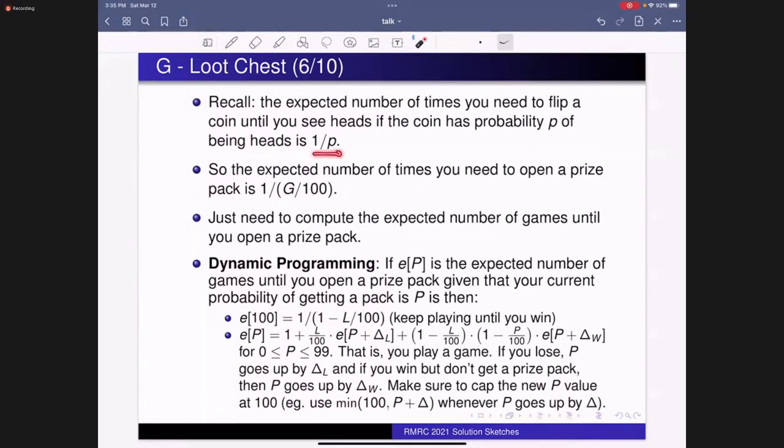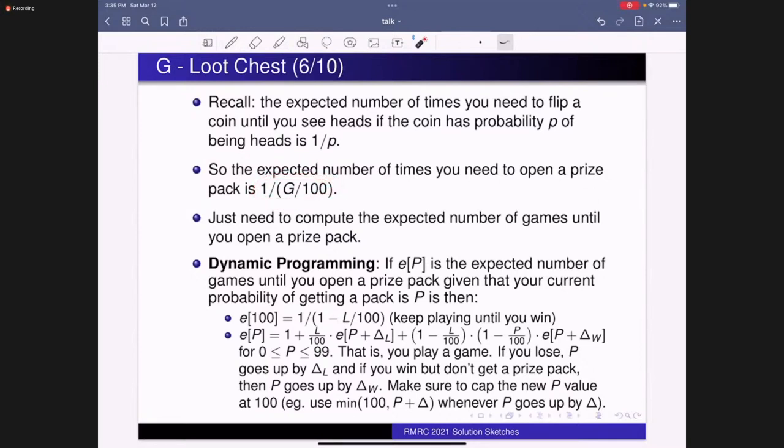So it's good to remember this because we can break the problem down into two steps. The first step is, what's the expected number of packs to open until you get a prize? Every time you open a pack, it's like you're tossing a coin with this probability of heads, this probability of actually getting the gorilla suit that you want. So the expected number of times that you need to open a prize pack is this.